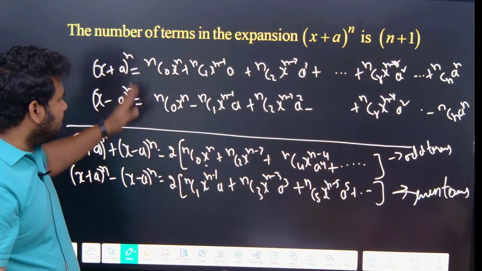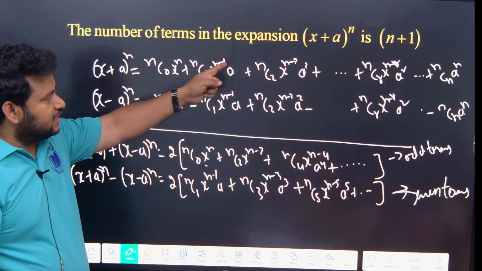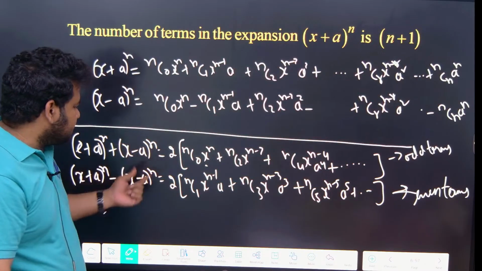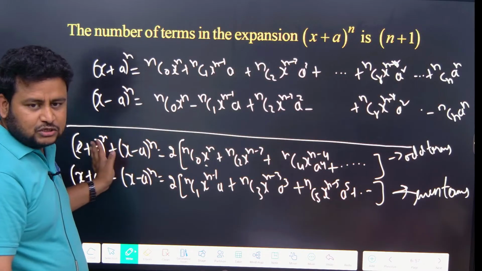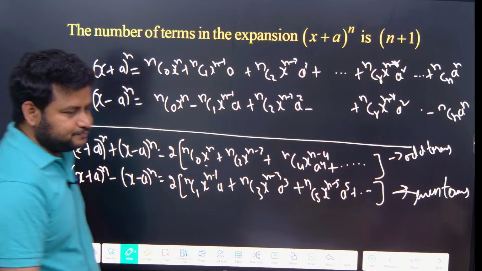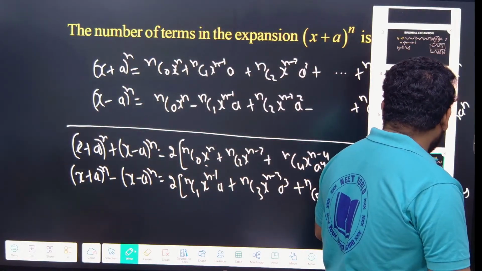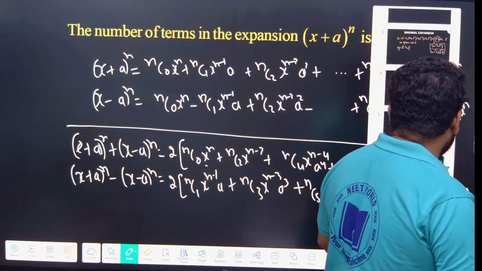Now, the number of terms in the expansion, like I told you, is n plus 1. Here also it is n plus 1. Depending on the question, you have to solve it. Clear? After writing this down, just let me know. We will go to the next concept, that is the odd term from the end in the expansion.